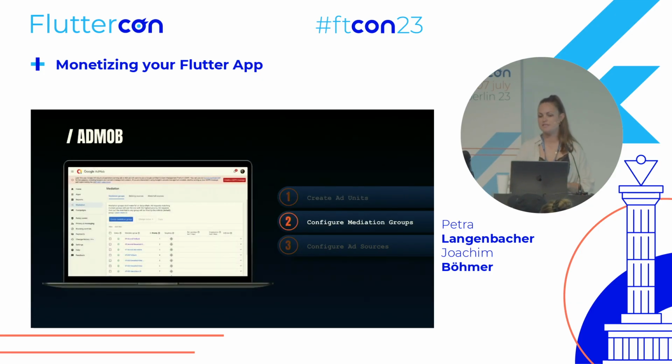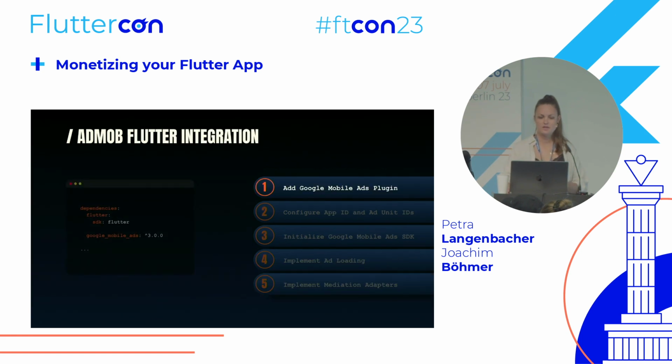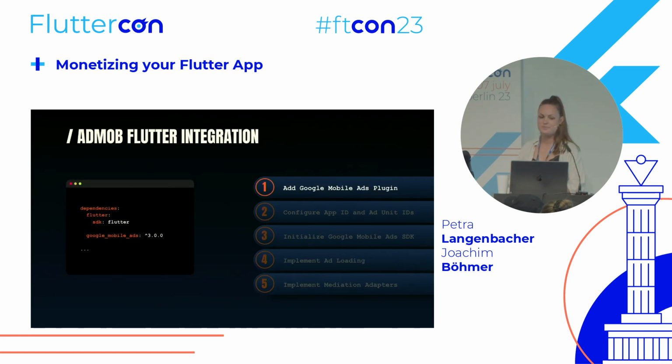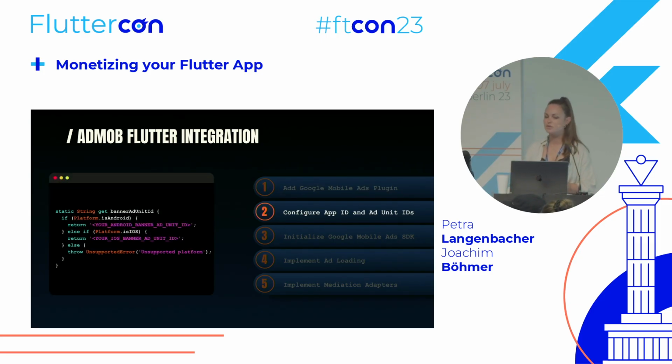Next, you can set up mediation groups in AdMob to group the ad networks that you want to mediate. Last, you can define the ad sources, either bidding or waterfall, and the waterfall order in which the ad networks should be called. So how do you add that to your Flutter app? You have to add the Google Mobile Ads plugin to your pubspec.yaml file and then run flutter pub get as usual to install the package. Next, ensure that you have the app ID and the ad unit IDs ready for each format that you want to use in your app.